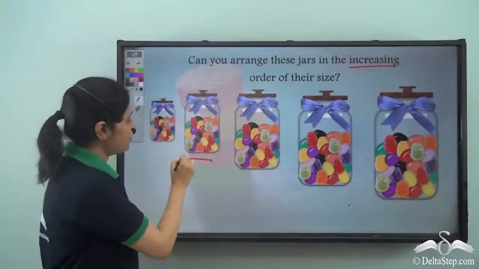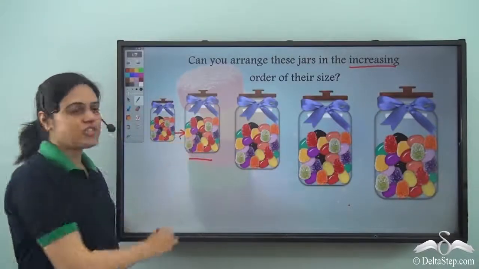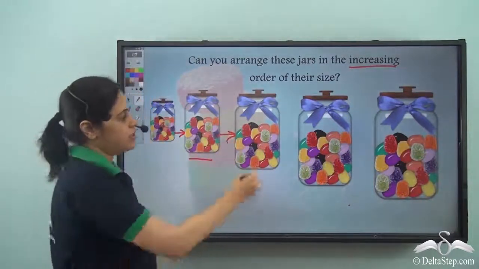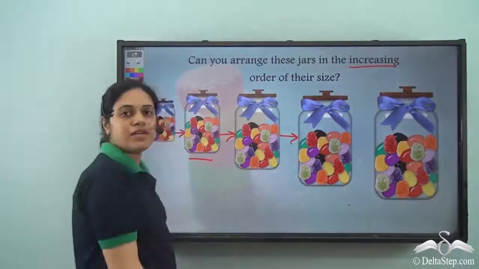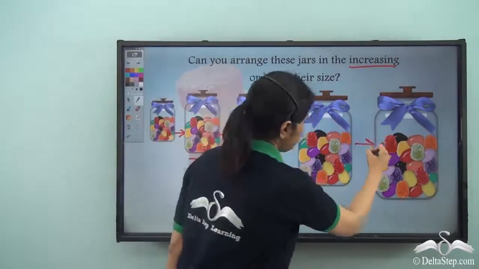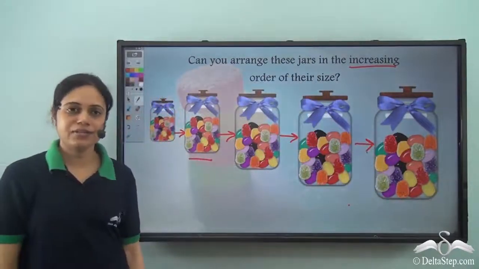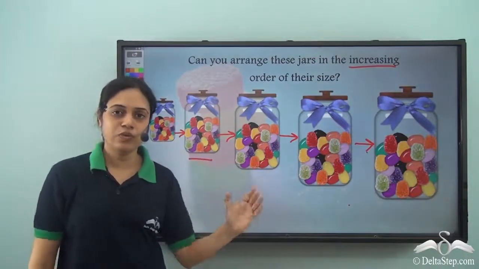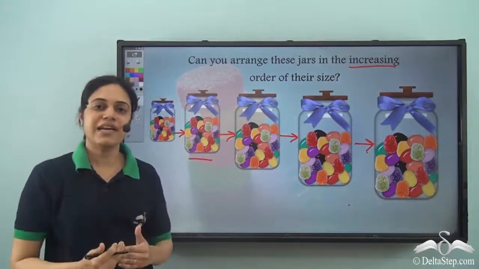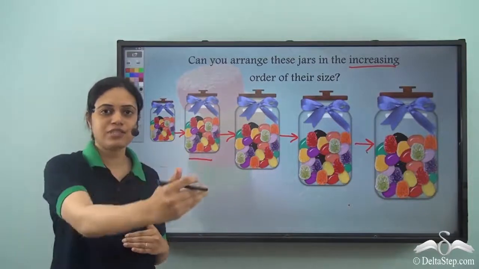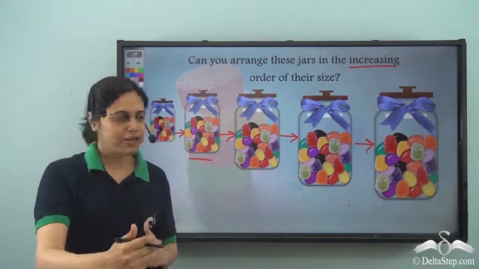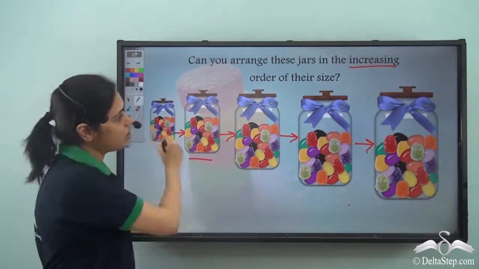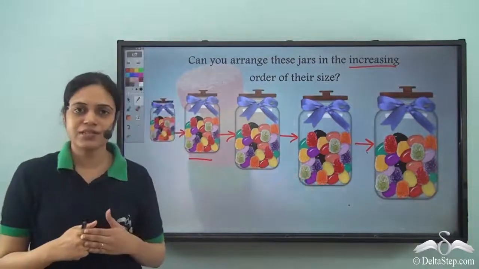So this jar is bigger than this jar. This jar is bigger than this. This is bigger than this. And this is bigger than this. So this is the same as you stand in queue with the shortest person standing in the front and the tallest person standing at the back. So from the smallest to the biggest, this is the increasing order of their sizes.